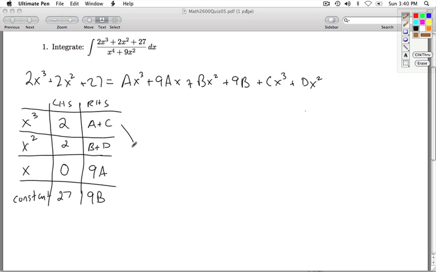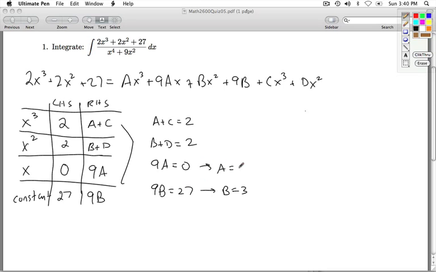So this sets up a system of equations. We have A plus C is 2. We have B plus D is 2. 9A is 0. 9B is 27. This gives us that B is 3. This gives us that A is 0. When I substitute B is 3, 3 plus D is 2. D is negative 1. A plus C is 2, but A is 0. That means that C is 2.